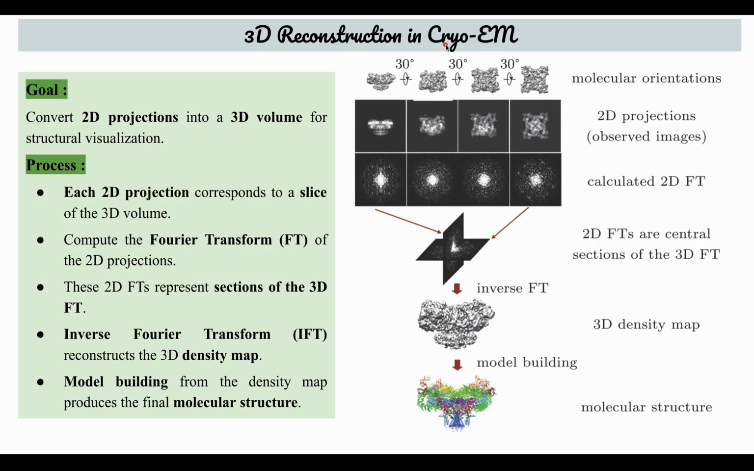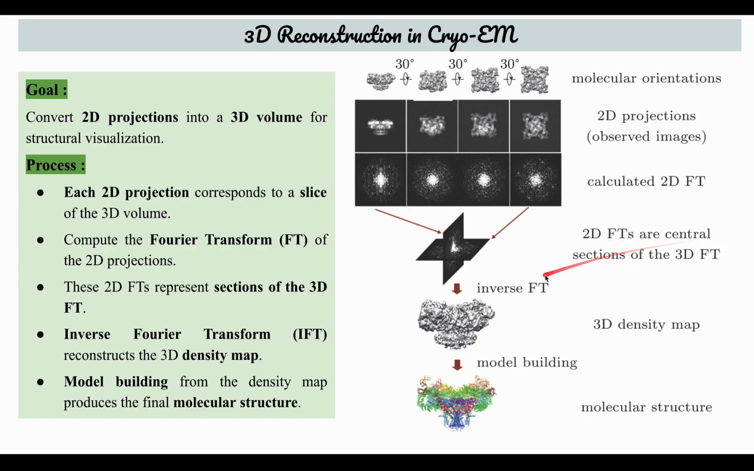So, 3D reconstruction in Cryo-EM. Our goal is to convert the 2D projections into a 3D volume for structural visualization. Here you can see that each time, the specimen's orientation is changed by 30 degrees and its picture is taken. So these are different 2D projections. These are the observed images, and then these are their calculated 2D Fourier transform pictures.